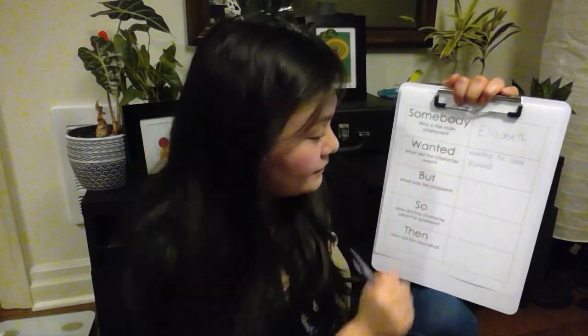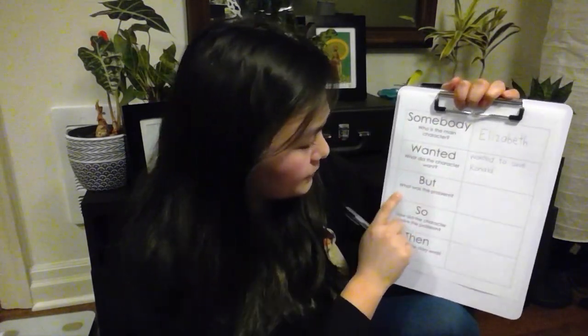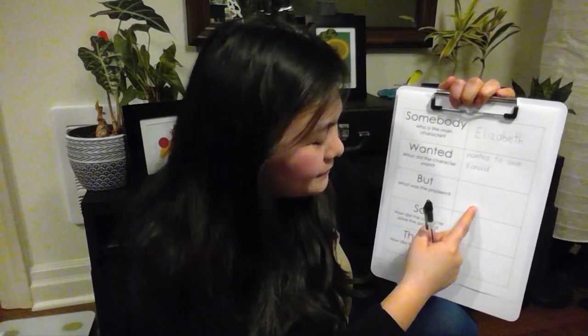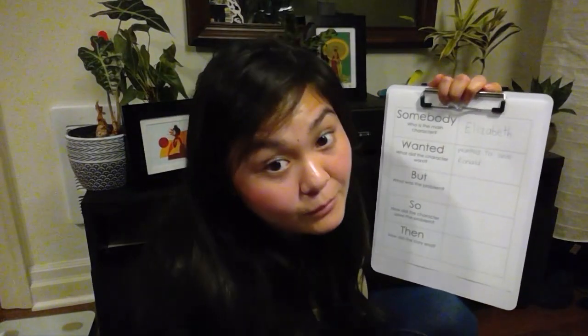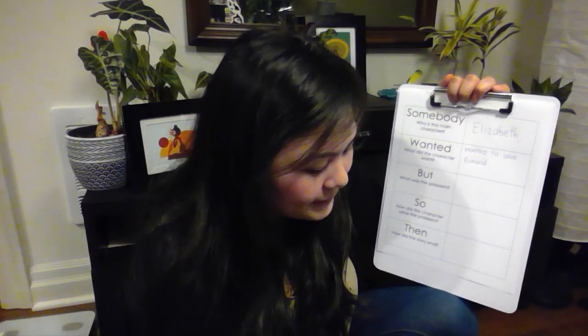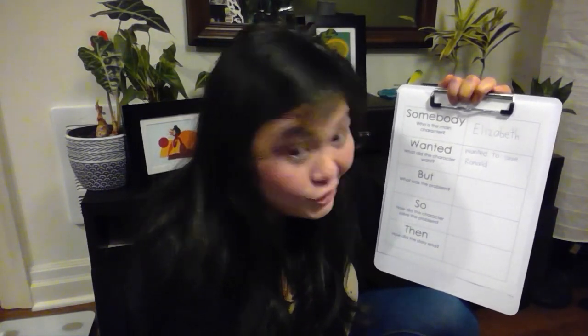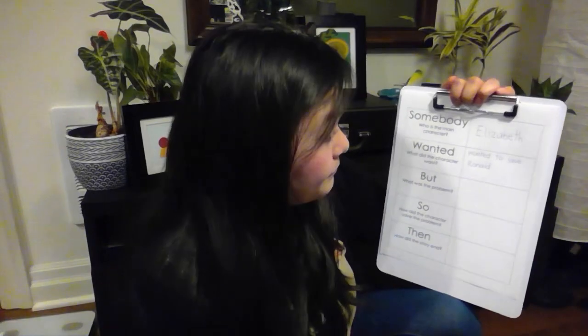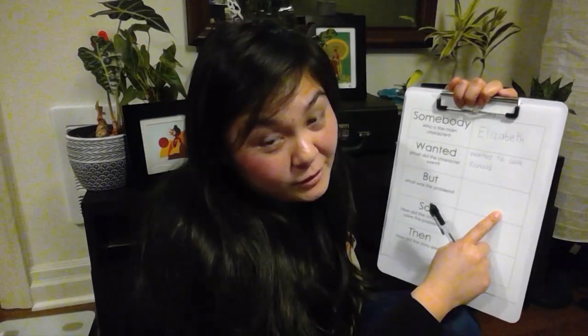So now we know who the somebody is, what Elizabeth wanted. Now we're going to figure out the but part. What was the problem? Elizabeth wanted to save Ronald, but what happened? Oh, I remember in the story, she wanted to save Ronald from the dragon, but the dragon took him to his cave. So I'm going to write, but the dragon took Ronald to his cave.